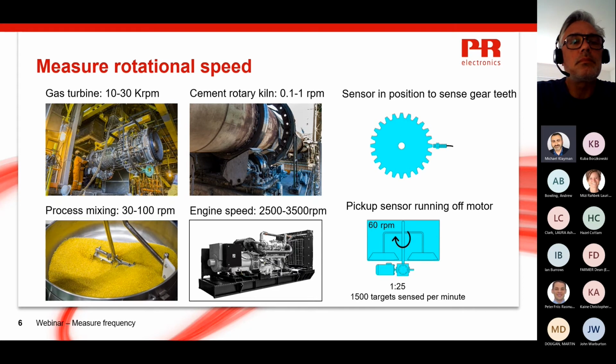In the blue sketch at the top, the sensor is positioned in the same plane as a gear, sensing the tops of the gear teeth. But it could also be placed at a right angle to the gear teeth and sense the sides of each tooth. In the bottom blue sketch, the pickup sensor runs off the motor main shaft of a mixer, typically a single cam on the shaft that the sensor is pointed towards.